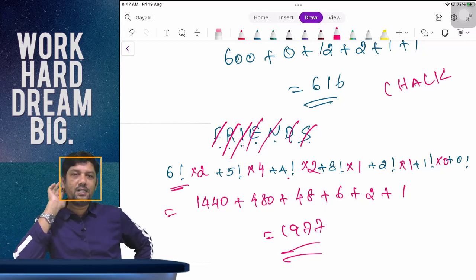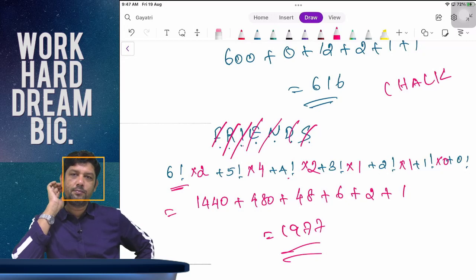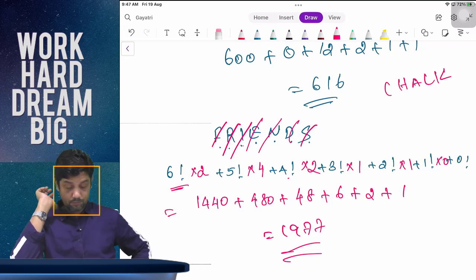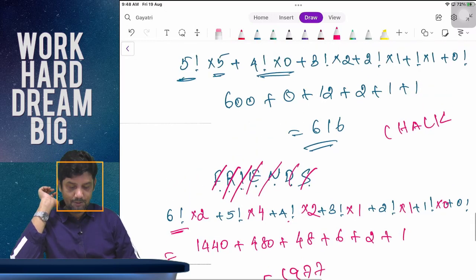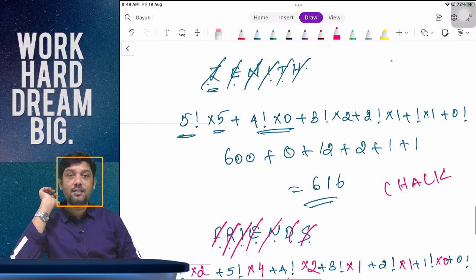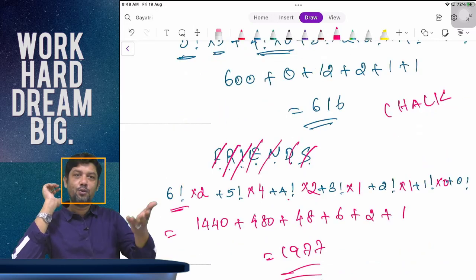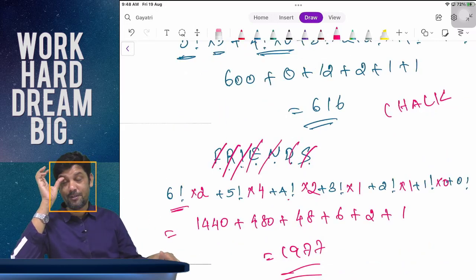Now, can you please complete ZENITH and FRIENDS on your own? Friends, you did. Oh, no, now you do it. Now there's no need to copy.